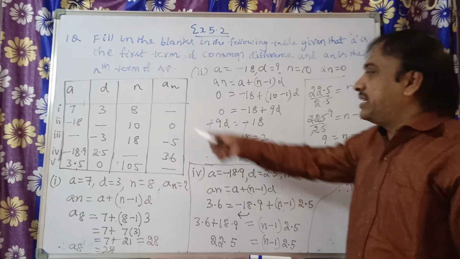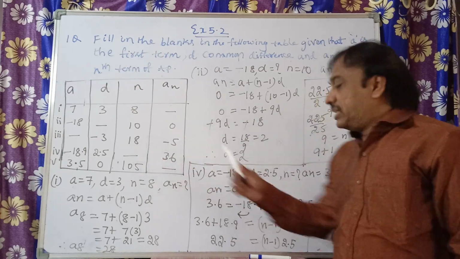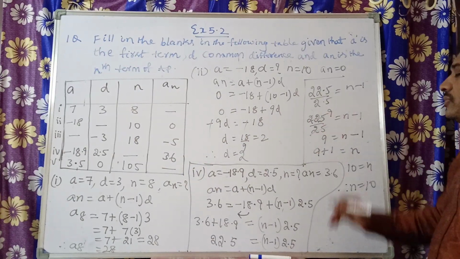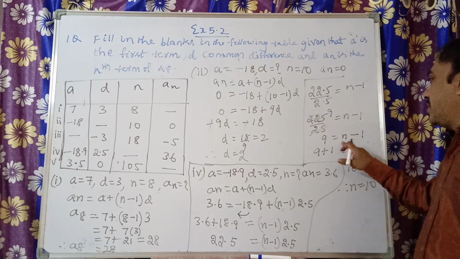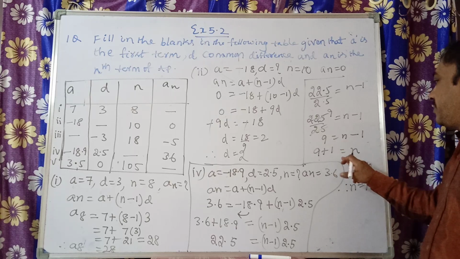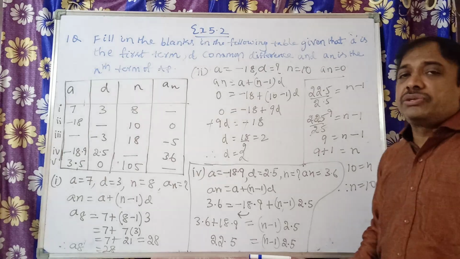How many terms are there in the series? What is the n value? 10. So 25 table 9 times you get 225. So 9 is equal to n minus 1. When you transpose minus 1 to this side, it becomes plus. 9 plus 1, so n is equal to 10. Therefore the number of terms is equal to 10.